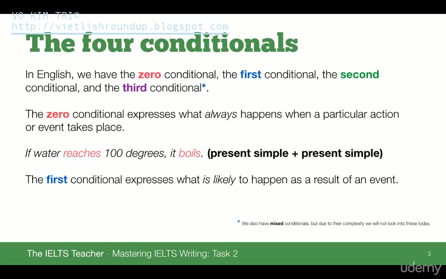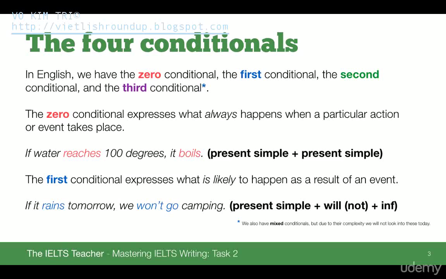Let's have a look at the first conditional. This expresses what is likely to happen as a result of an event, or what is possible as a result of an event. So for example, if it rains tomorrow, we won't go camping. So here we've got the cause plus the present simple, if it rains tomorrow, and then the result with the will or the will not plus the infinitive. So we won't go camping. Although I'm using contractions here, won't instead of will not, it's important that you do not use contractions in the essay. So it will be will not rather than won't.